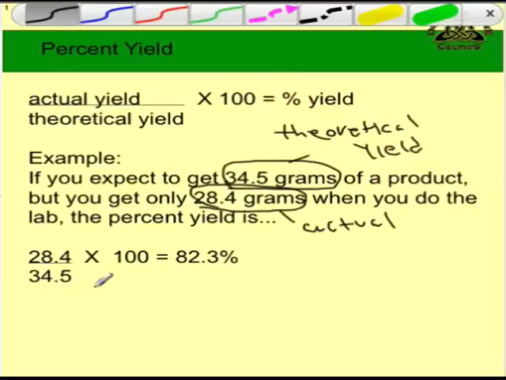Notice how I used significant figures in my answer, even with percent. Since we're dividing and multiplying in this problem, 28.4 has 3 sig figs, 34.5 has 3 sig figs. This number has an infinite number of sig figs. So we have to round our answer off so that it has as many sig figs as the term with the fewest. Well, each of these has 3 and this has an infinite. So 3 is certainly less than infinite. So my answer is 82.3%.